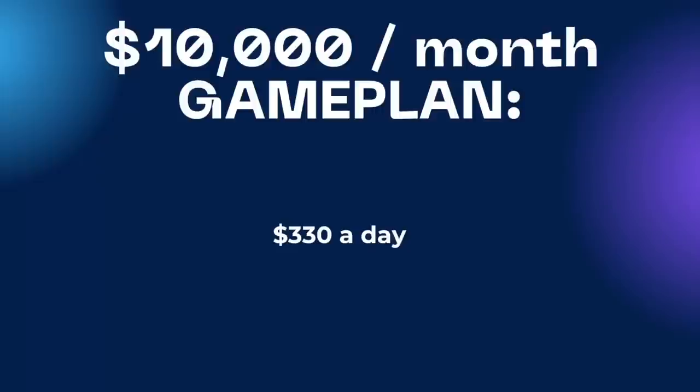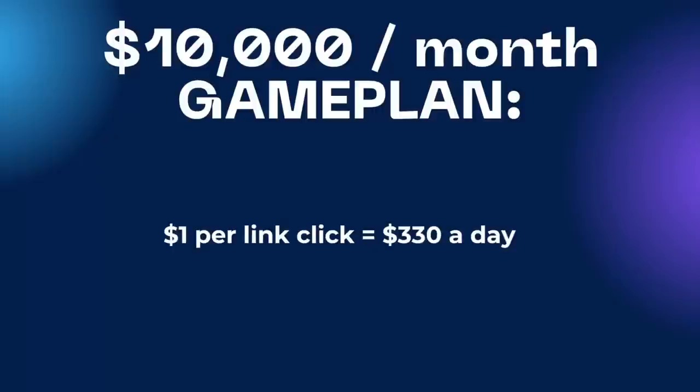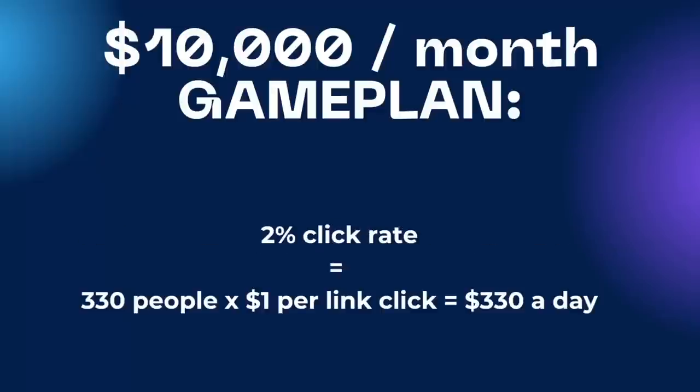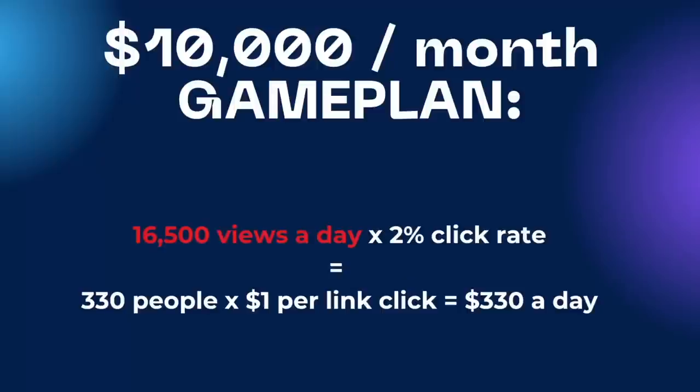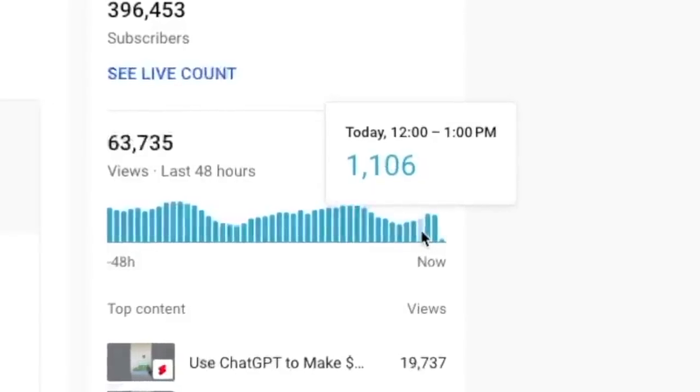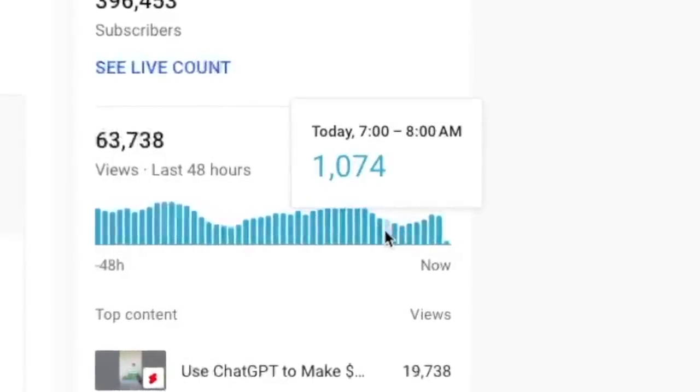So here is your game plan to get to $10,000 a month from your YouTube Shorts channel. $10,000 is $330 a day, and I'll show you how to find affiliate offers earning $1 per click, which means that only 330 people per day will need to click your link. And assuming that 2% of people click that link, it means that you only need to get 16,500 views per day. This is your game plan. So now let me show you how to get these 16,500 views per day.